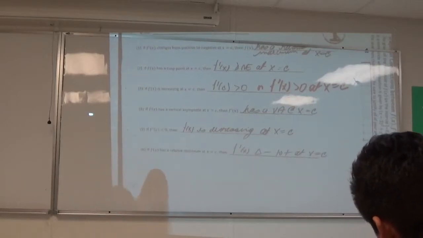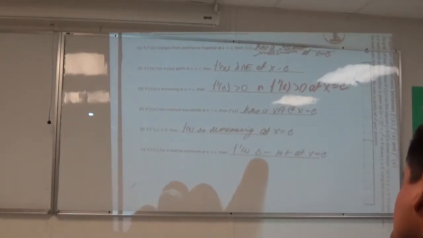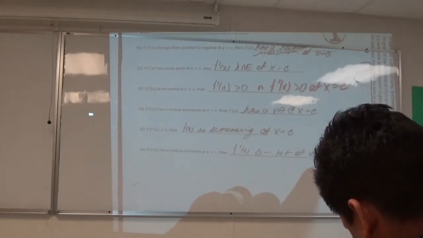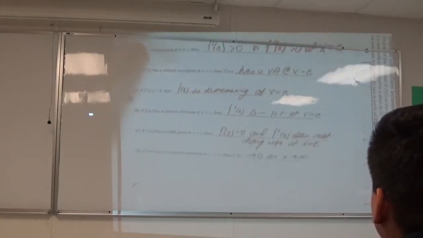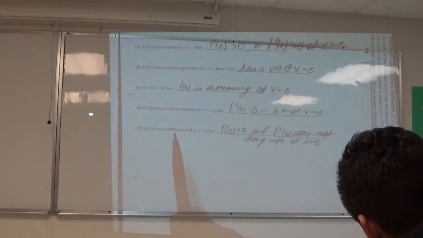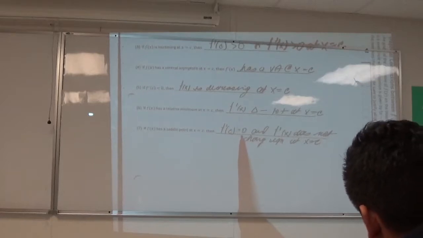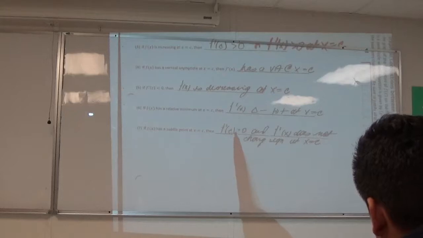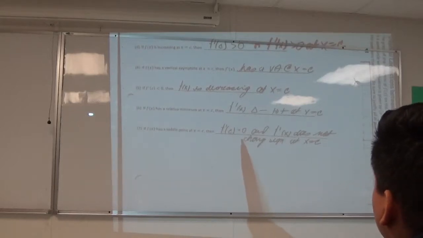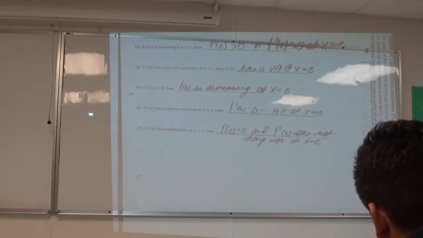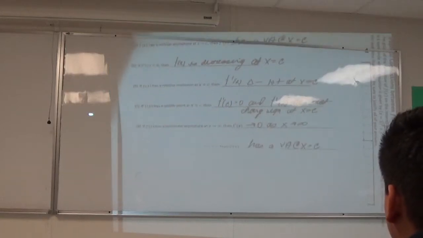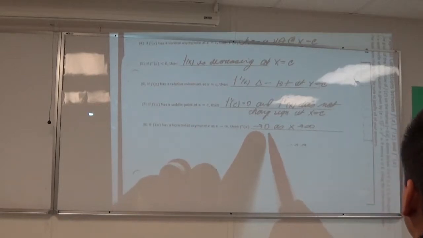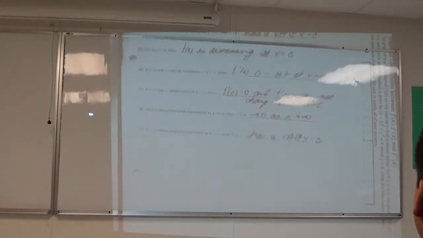Number 6, if f has a relative minimum, f prime makes a change from negative to positive at x equals c. Make sure you're being specific. Number 7, for f to have a saddle point, that means that the derivative is equal to 0 and it does not change sign. If all you have is derivatives equal to 0, that's not good enough. That would be a horizontal tangent line. You need the derivative to not change sign. Number 8, if f has a horizontal asymptote, then f prime of x will approach 0. We just talked about that one.